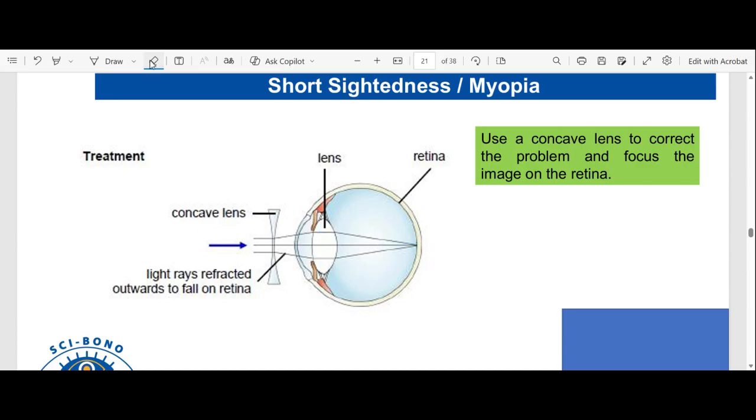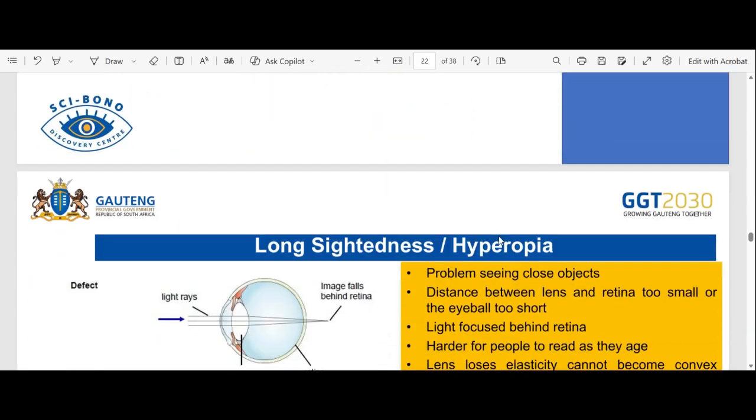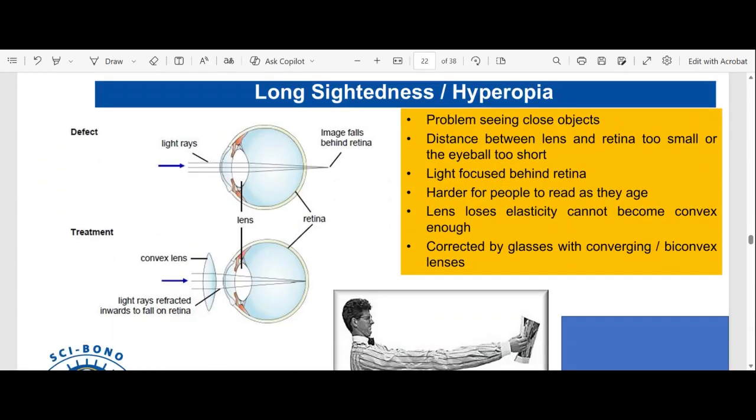On your retina. Okay, so how do we fix short-sightedness? We fix it with concave lenses. Concave lenses. Okay, now let's go to our second defect.